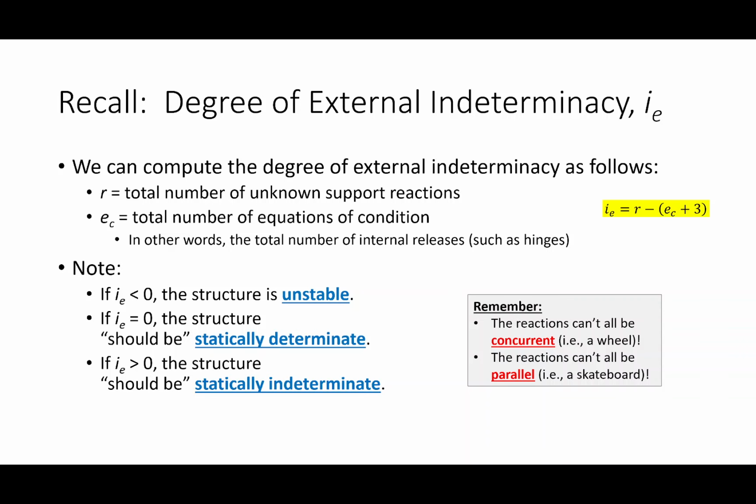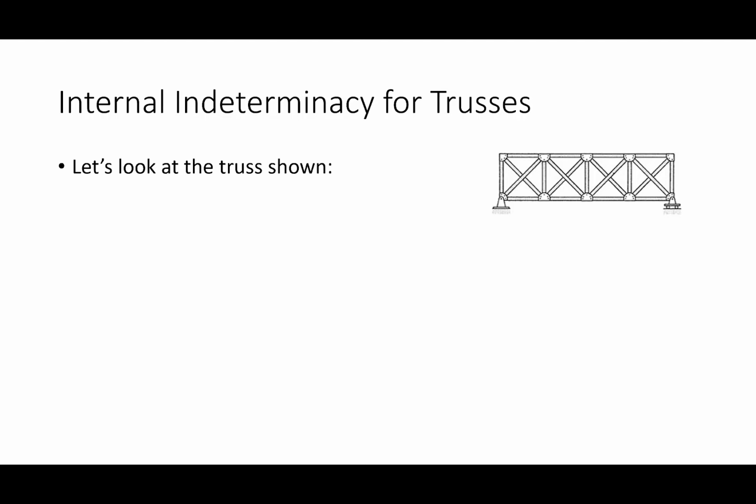Now, I mentioned this last time, that I didn't say that this was the degree of indeterminacy. I said it's the degree of external indeterminacy. What we were looking at with this expression is we're basically just looking at the structure as a whole and asking ourselves, can we compute the support reactions using solely the equations of statics, or do we need other information? And that's where indeterminate analysis comes, which we'll talk about later this semester. But we're only looking at the external support reactions. What about the inside of the structure? What about the internal forces inside the members?